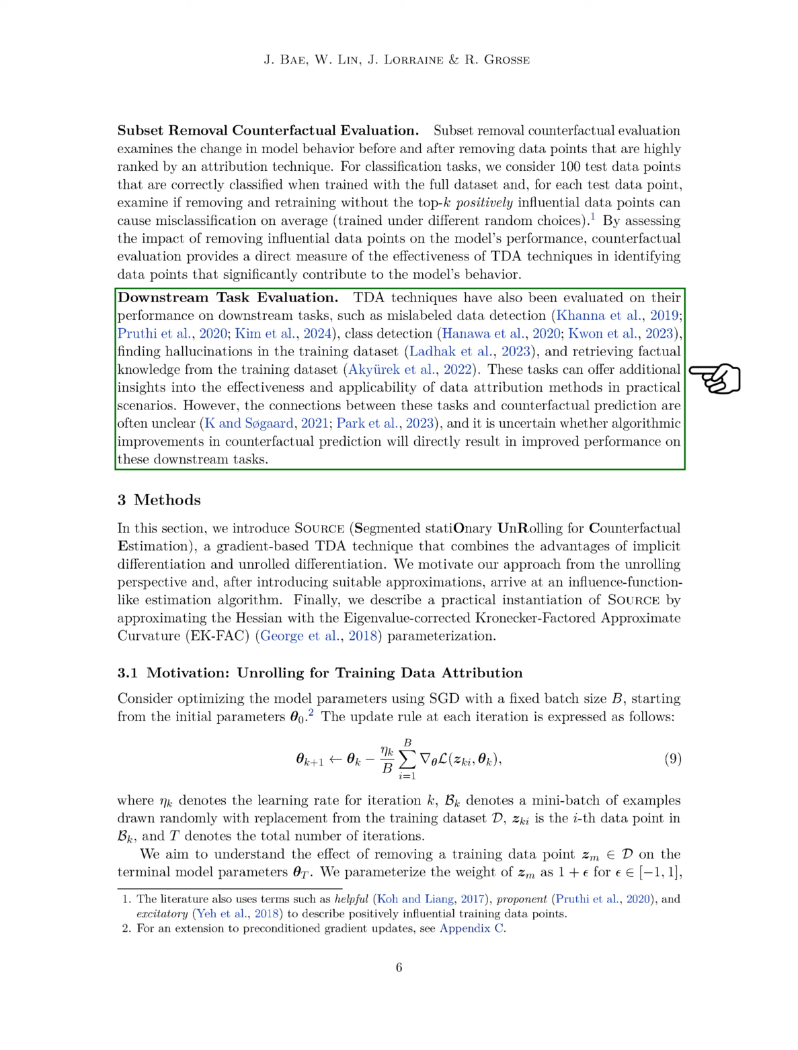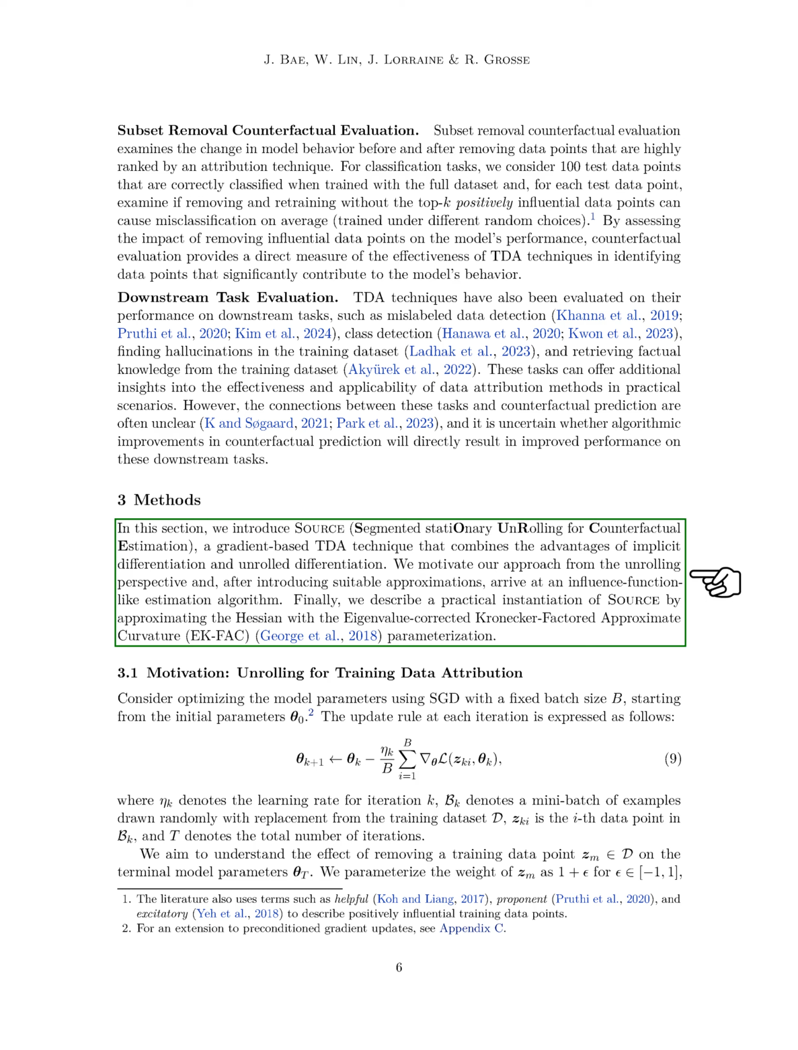Furthermore, TDA techniques are also assessed based on their performance in downstream tasks like detecting mislabeled data, class detection, identifying hallucinations in the training dataset, and extracting factual knowledge from the training data. These tasks provide additional insights into the practical applicability of data attribution methods. However, the relationship between these tasks and counterfactual prediction is often unclear, and it remains uncertain whether enhancements in counterfactual prediction algorithms will directly enhance performance in these downstream tasks.